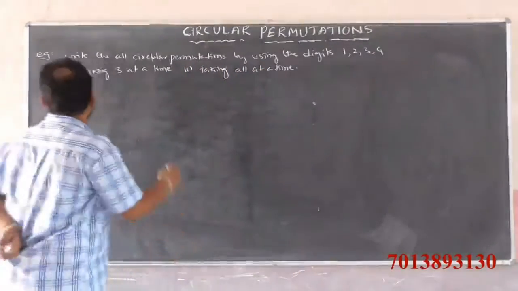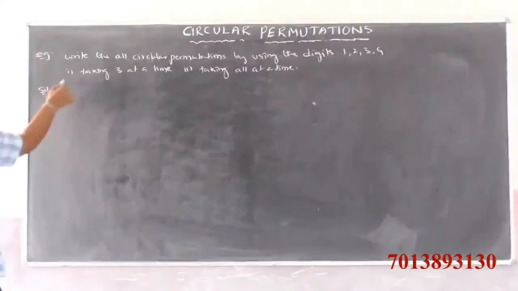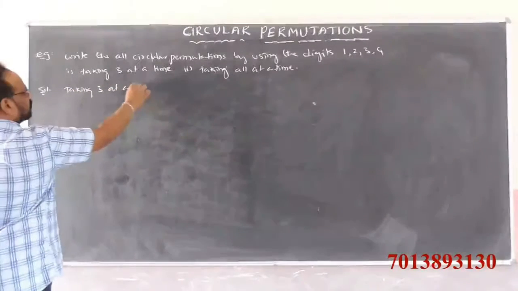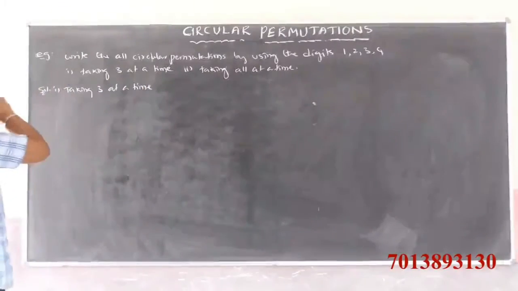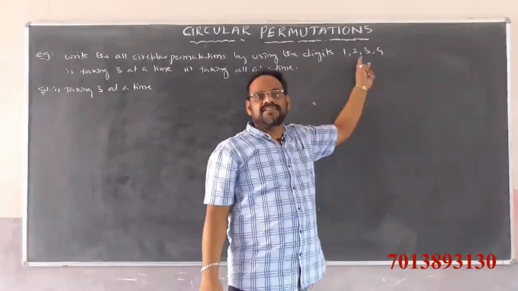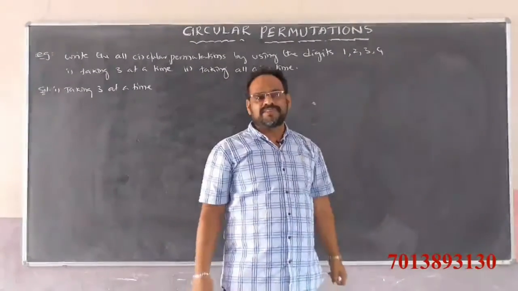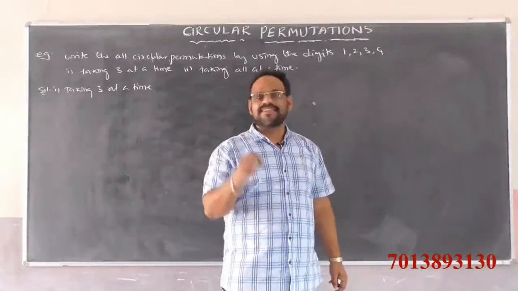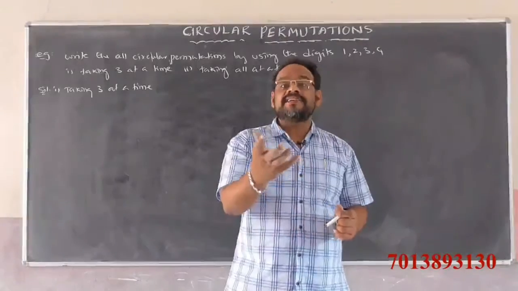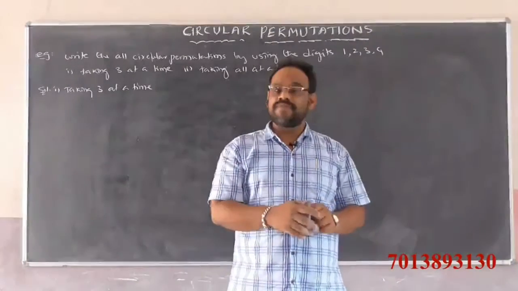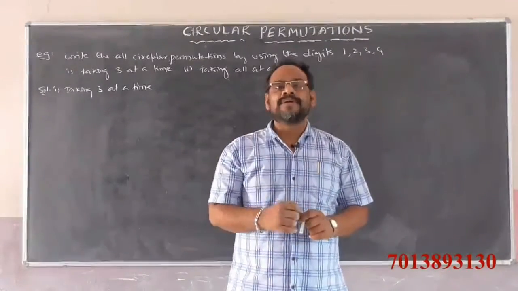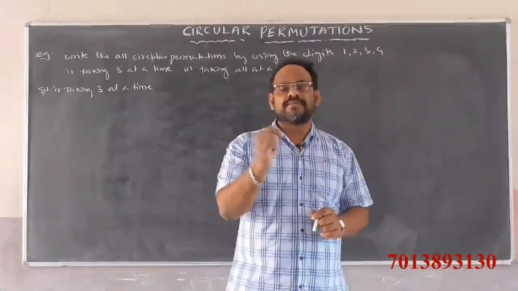First one, solution: taking 3 at a time. By using these three digits, we write all the circular permutations. Already we know that circular permutation means if we arrange all the possibilities of an event in a circular manner.